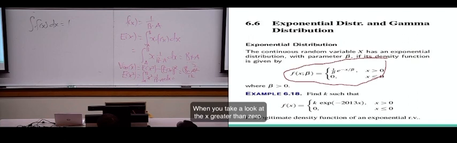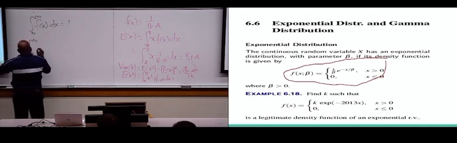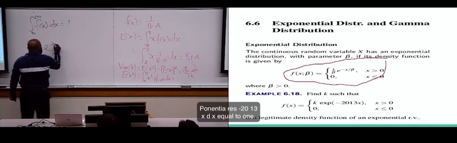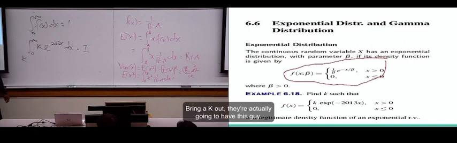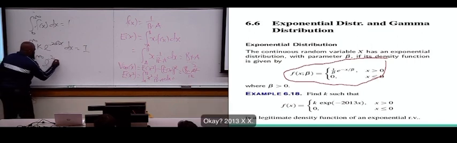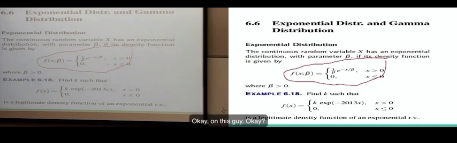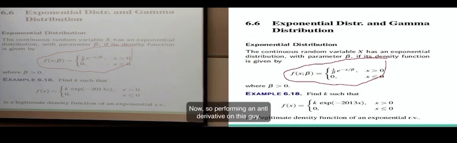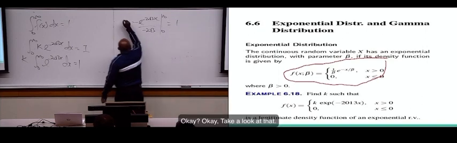When you take a look at x greater than 0, it means you're going to go from 0 to infinity. So we have the integral from 0 to infinity of k e^(-2013x) dx equal to 1. Where k is a constant, I'm going to bring k out. Now, how do I perform an antiderivative on this? Performing an antiderivative on this is going to be e^(-2013x) divided by negative 2013, from 0 to infinity, equal to 1.